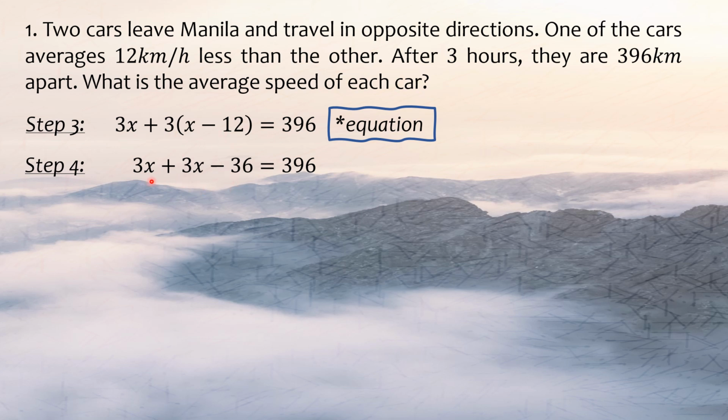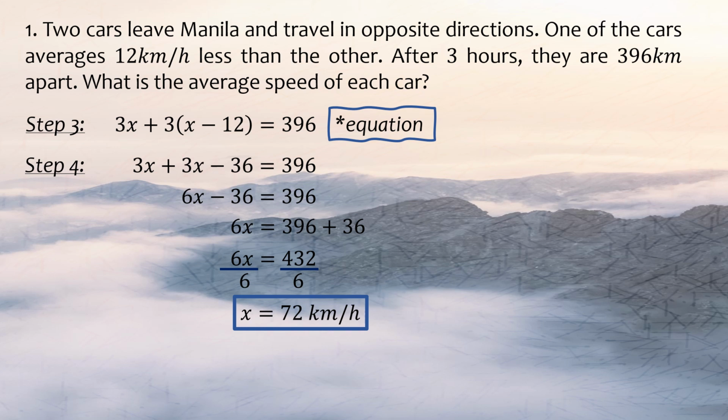Next is to combine the like terms. So since parehong may variable x ang dalawang 3x, magiging 6x and then i-bring down lang natin yung mga natira pa ng equation. And then, let us transpose negative 36 to the right side of the equation para magkasama yung ating constants. So, magiging 6x equals 396 plus 36. Kaya magiging 6x equals 432. Divide both sides by 6. Therefore, the value of x is 72 kilometers per hour, wherein ito yung rate or speed of the first car.